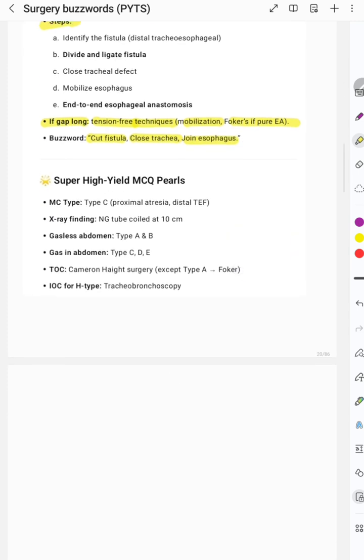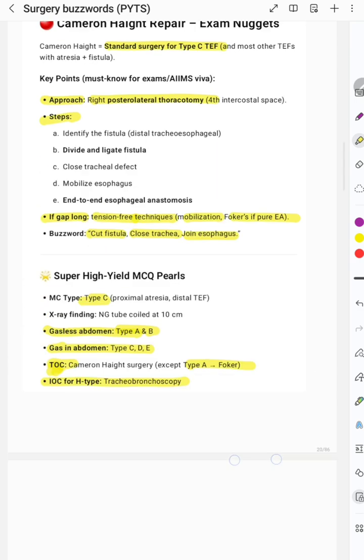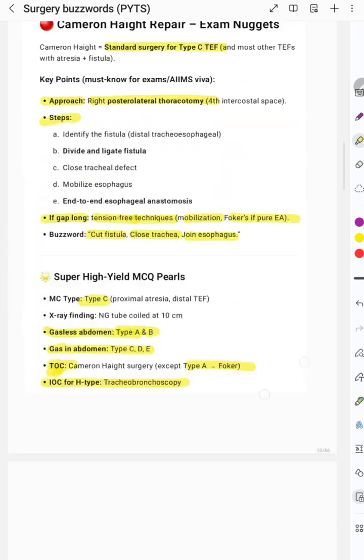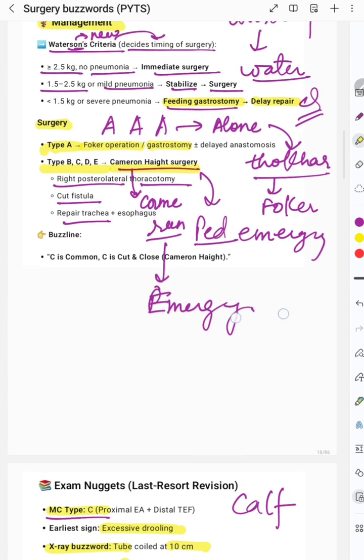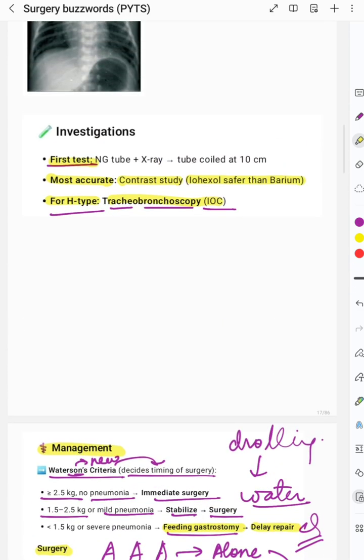Now these are the high yield points. Type C is the most common. X-ray finding we know, gasless: in X-ray, type A and B are gasless, all others have gas in the abdomen. Treatment of choice we know, except type A. And the investigation of choice, if they are asking specifically about the H type, is tracheobronchoscopy. If they are asking about others, then we know how to investigate: first test is NG tube and X-ray, and the most accurate is contrast study.